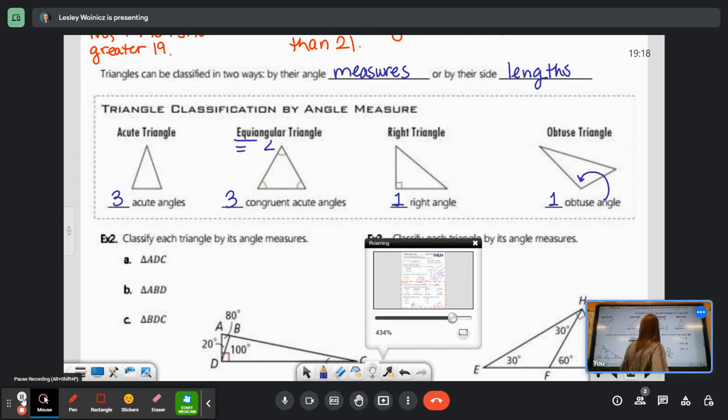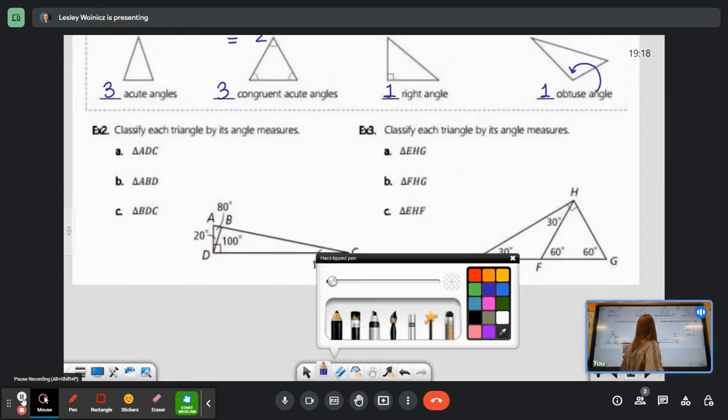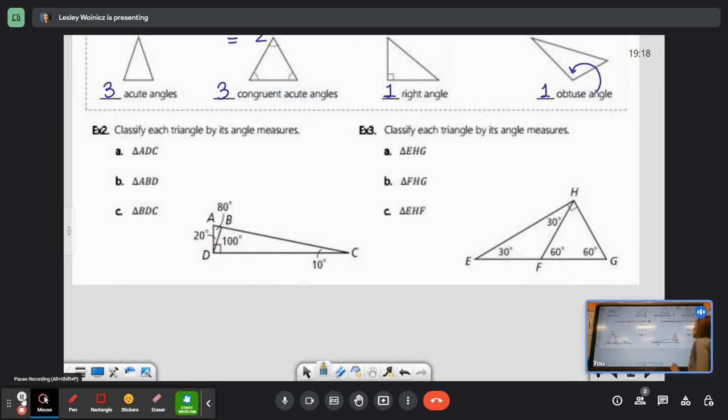All right. So we're going to do a little bit of solving in the triangle and try to classify each triangle by its angle measures. So triangle ADC, that's this one right here. Triangle ADC, that is a right triangle because it's 90 degrees. All right, next we have triangle ABD.